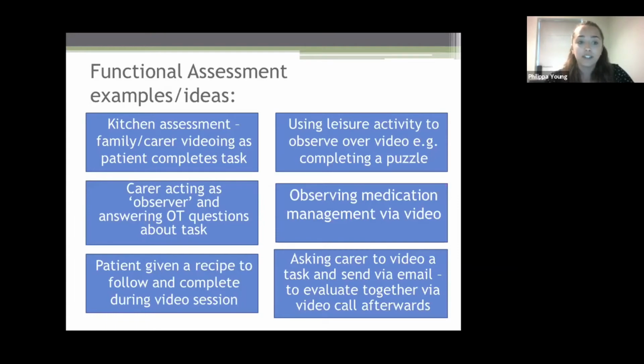With these sessions, you can also incorporate attention and executive skill assessment. So you can add in distractions, ask the patient questions while they're completing the task, and add in problem-solving elements just as you would face-to-face.